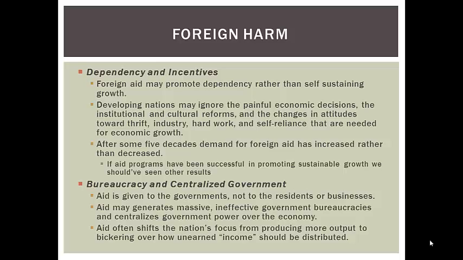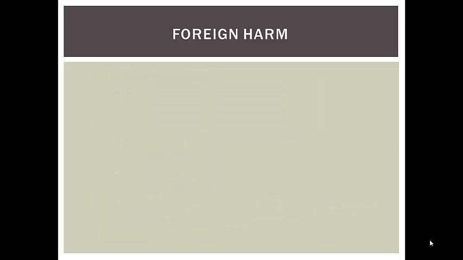So aid often shifts the nation's focus from producing more output to bickering over how unearned income should be distributed. So now those government officials are not necessarily finding the best way to use that money to improve the conditions in the country, but they're fighting about who needs to get which projects. So a lot of times, as we talked about crony capitalism, the government officials would hire their own relatives, hire their friends to complete some projects which may not necessarily be the most efficient projects.